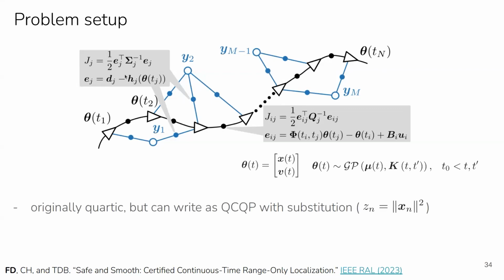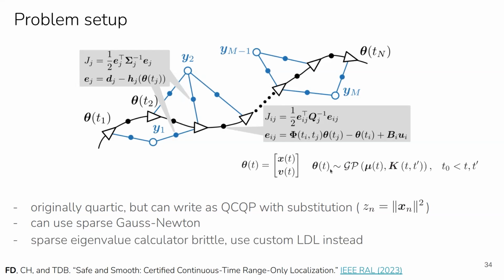In this case, the original problem is quartic because of these distance measurements, but we can make it a QCQP by introducing a substitution, which is basically the norm of the position squared. And then again, we can use a nice sparse Gauss-Newton solver as our local solver, which in this case leads to a GP, Gaussian process, solution that we can also use to interpolate between states.